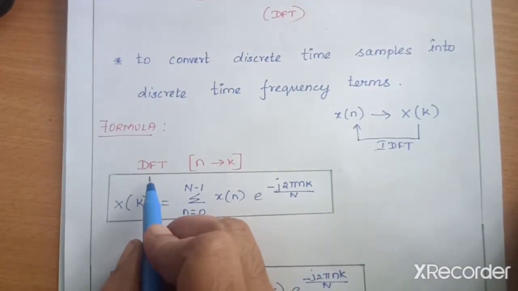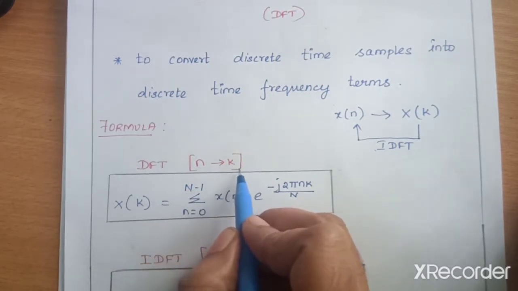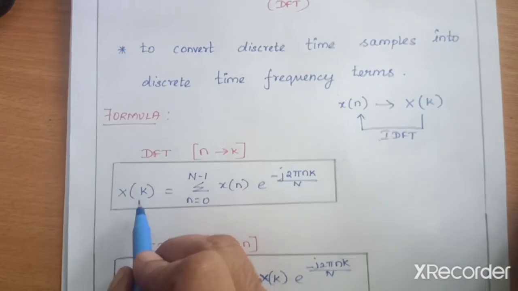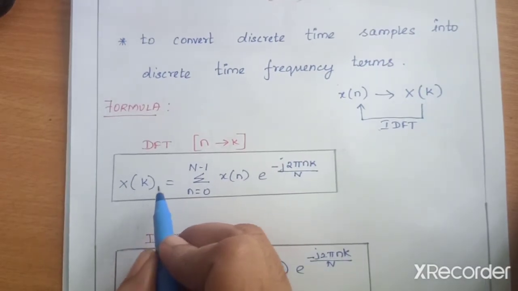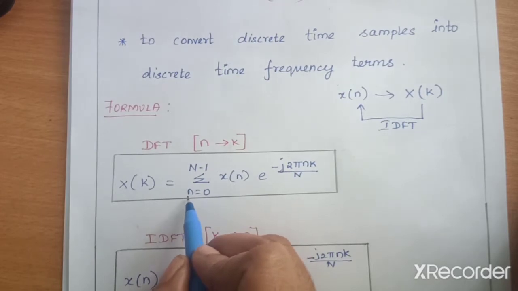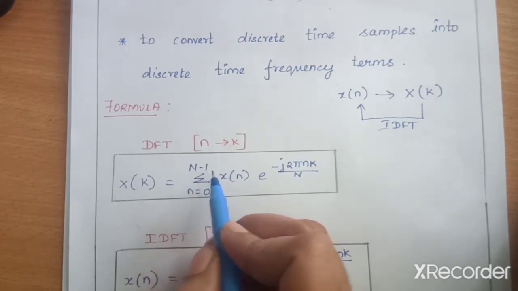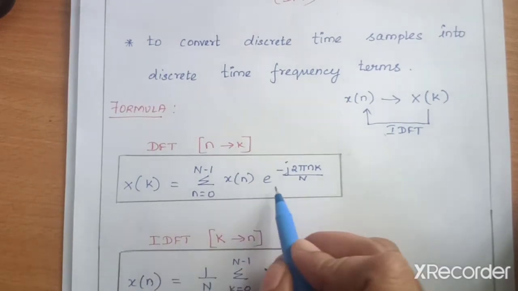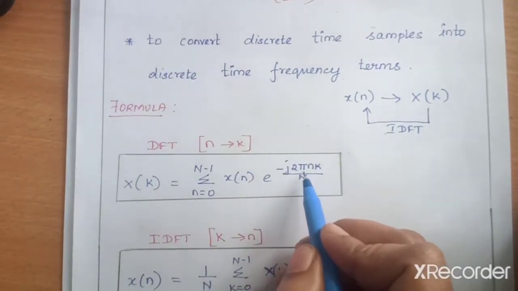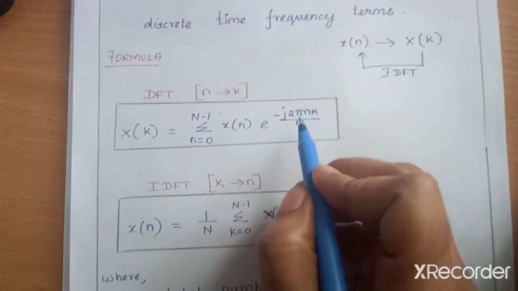So for DFT, here n samples will be given. You have to find the X of k. So X of k formula will be X of k is equal to summation of small n is equal to 0 to capital N minus 1 x of n e power minus j 2 pi n k by capital N.